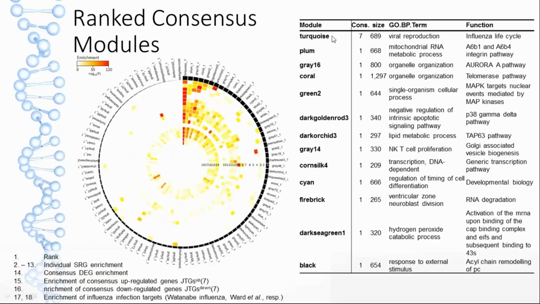And the functions are shown here, from the highest rank to lower rank, and this is what I refer to as best modules or consensus modules, shown here based on, again, viral reproduction and influenza life cycle, which is mostly the ribosome, but there are also cell cycles.